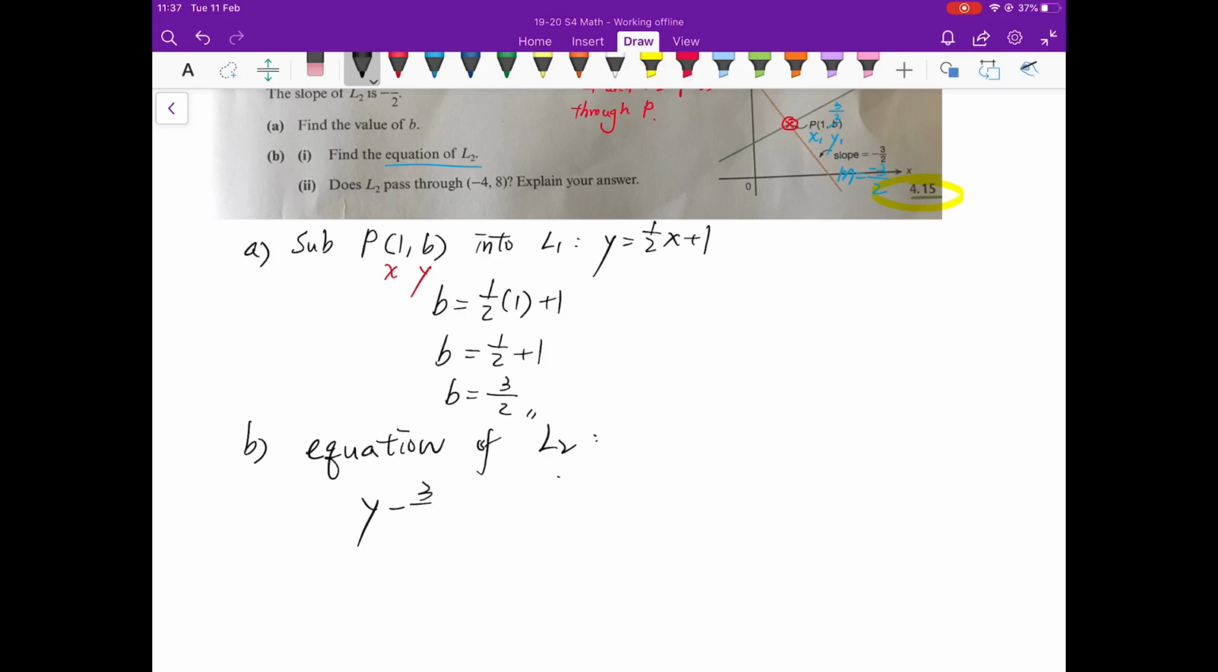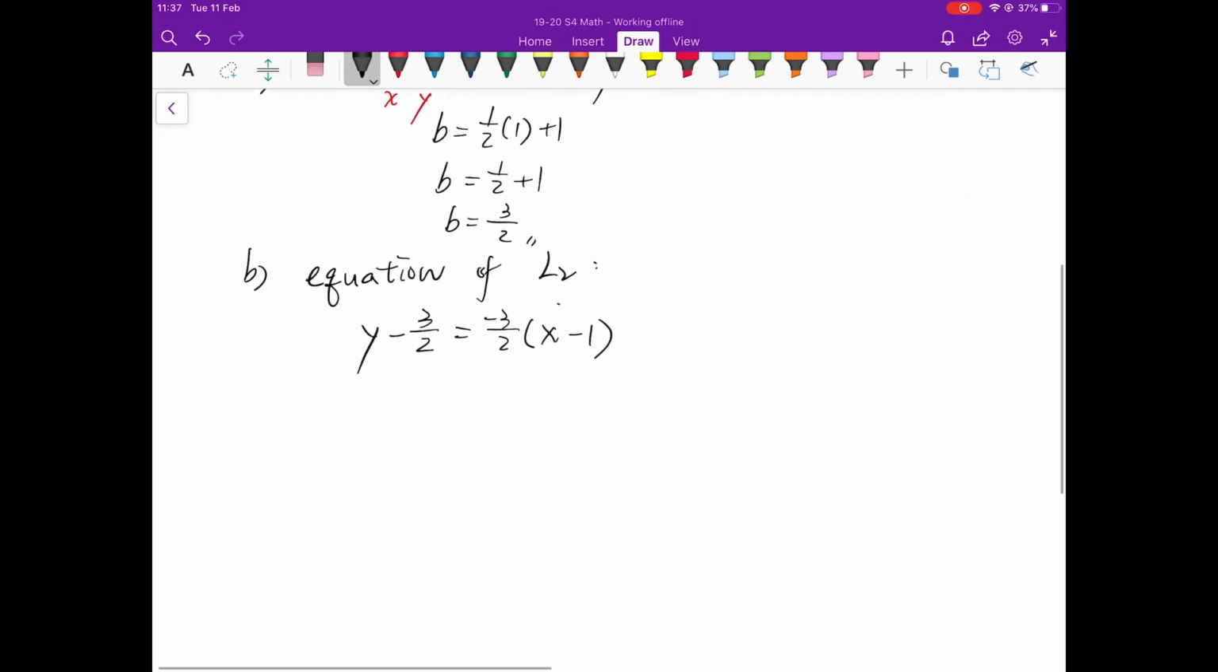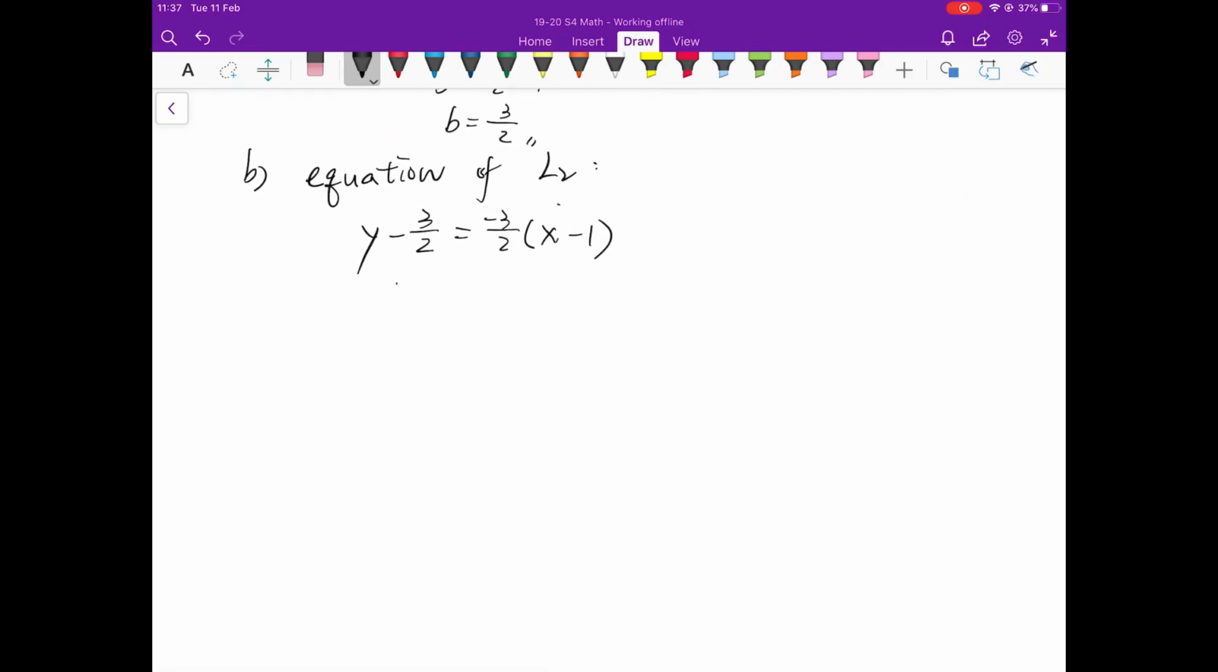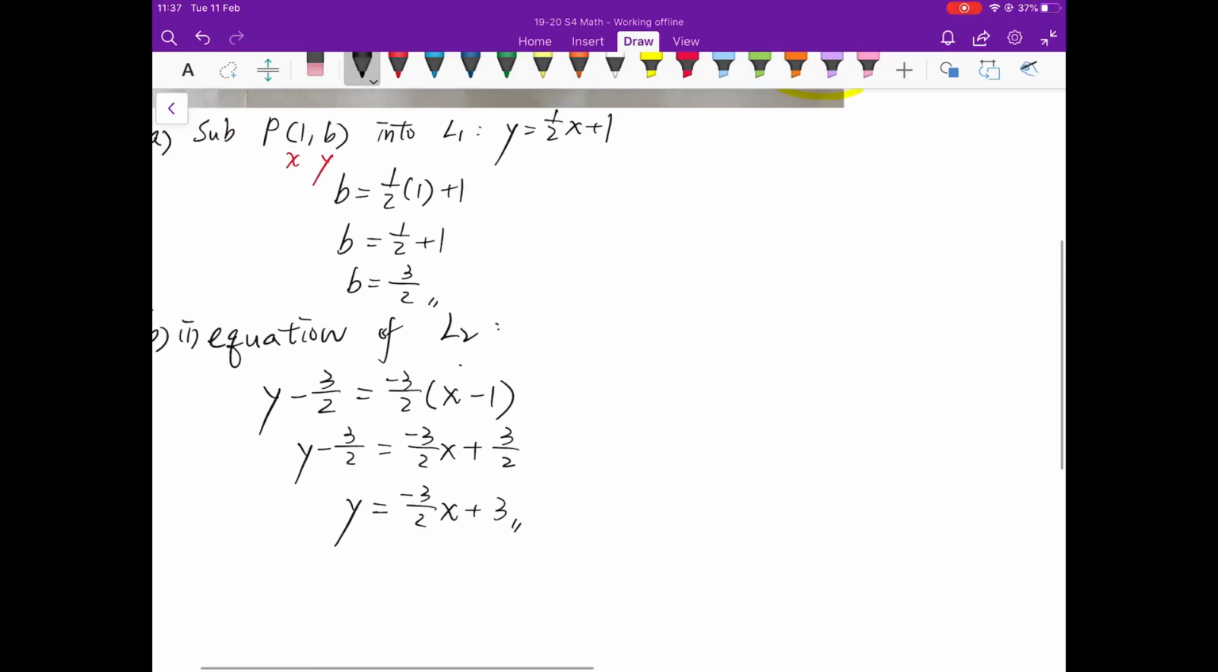will be y minus y1, that is 3 over 2, equals the slope m, negative 3 over 2, times x minus x1, that is 1. And therefore, the next step will be removing the bracket. y minus 3 over 2 equals negative 3 over 2 x plus 3 over 2. And finally, make y the subject. y equals negative 3 over 2 x plus 3. And this is the answer of part B1.